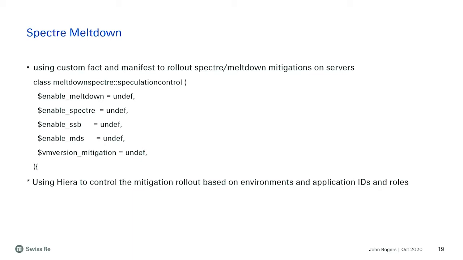And then we can roll it out to dev machines, we can test it, roll it out to production. And with this, we were able to say, okay, for maybe Exchange servers and SQL servers, let's not roll out these mitigations because of the CPU speed impact. So it was quite flexible and made it quite easy to control how we could mitigate this.